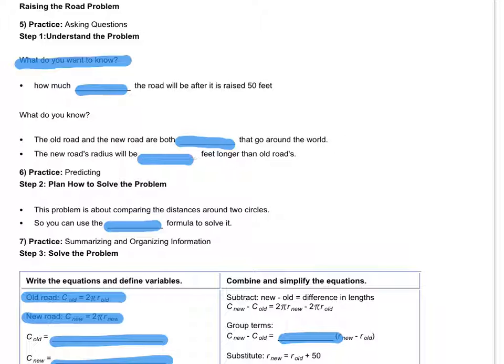Then you have this study problem called raising the road. What you want to know is how much longer the road will be after it is raised 50 feet. The old road and the new road are both circles that go around the world. The new road radius will be 50 feet longer than the old road. So that's something that we need to concentrate on. We know it's going to be 50 feet longer.